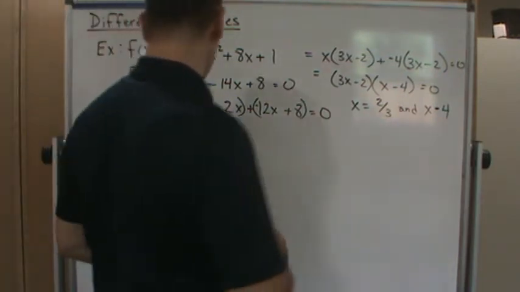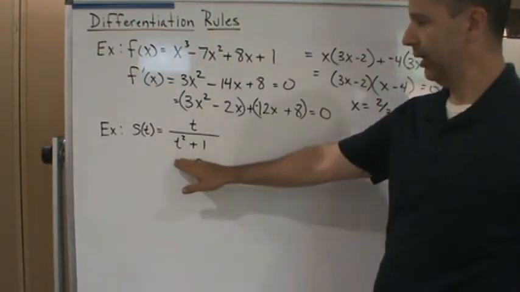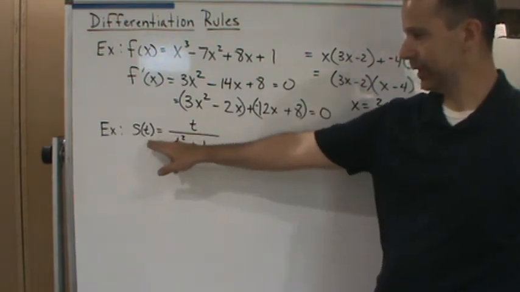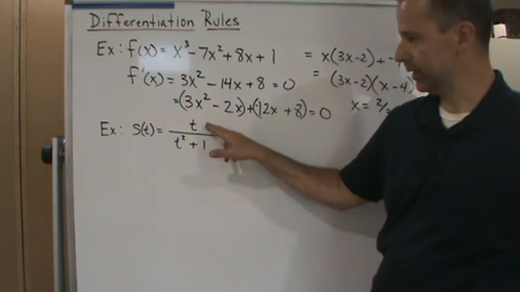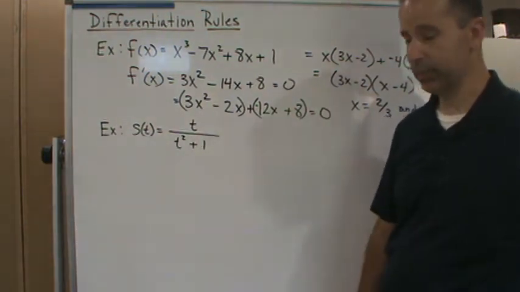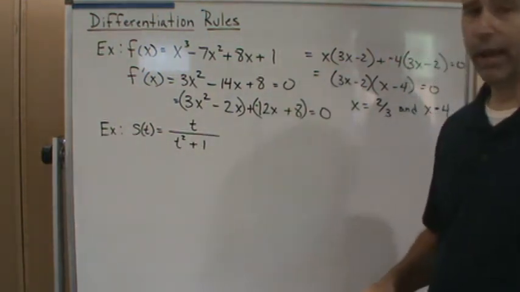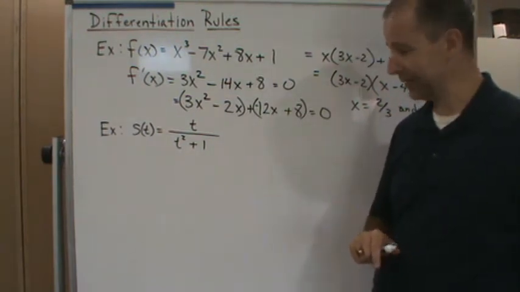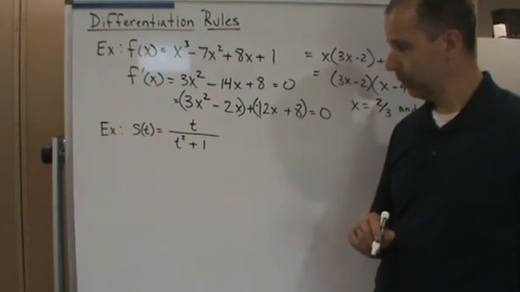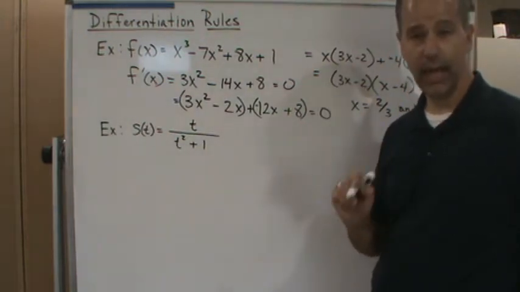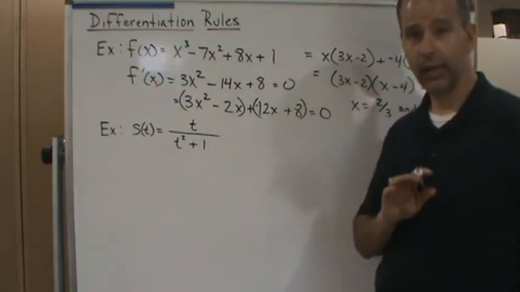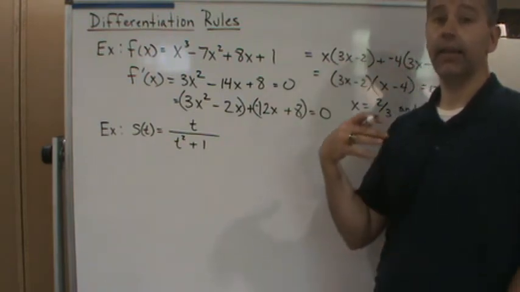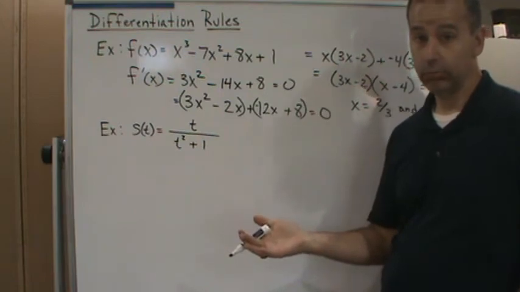Okay, so now the second problem is a velocity problem. In this problem, they give us the position function s of t, since it's related to time, s of t is equal to t divided by the quantity t squared plus 1. And they want to know, given this position function of a particle moving along the coordinate axis, what would the initial velocity be? The key thing is we're looking for initial velocity, which means when t equals 0.